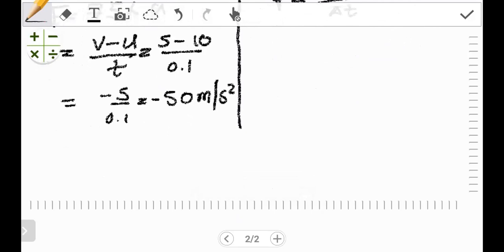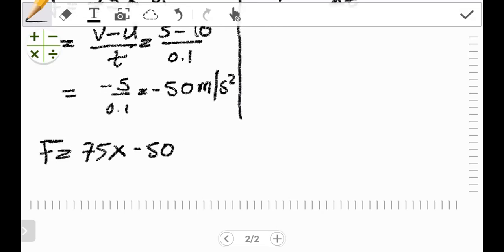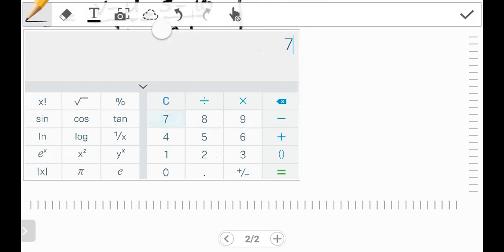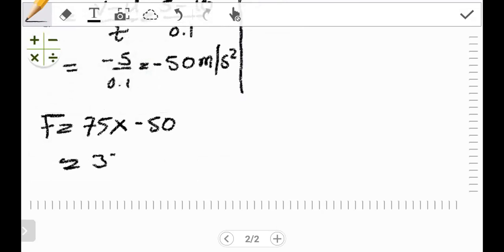If we substitute this in the second row, F is equal to 75 times negative 50. So we're looking at 75 times 50. This gives us 3,750 newtons. Of course, the negative just means that the force is in the opposite direction to the direction of motion.